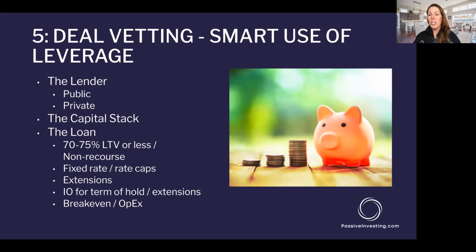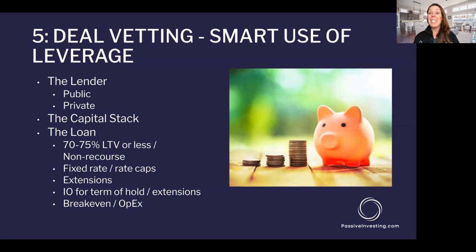Have they purchased extensions or negotiated extensions for deals? You want to see that. I like interest only for the term of the business plan, for the hold. Because it's really not beneficial for you as an investor for the equity to get paid down on the asset, right? You're not going to hold it.